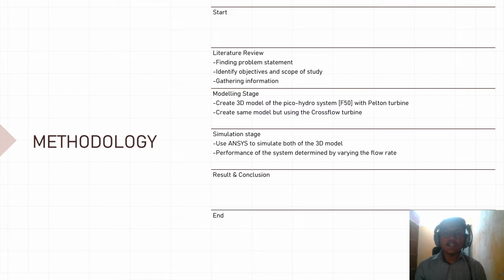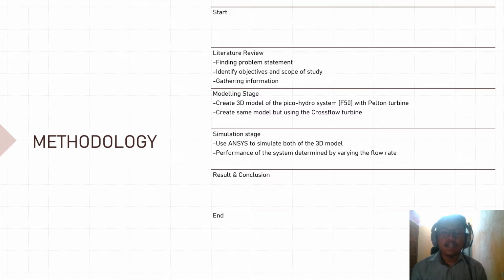Next, we can start the modeling stage, which is creating the 3D model of the Pico-Hydro system. In this stage, we create two 3D models, which are the Pico-Hydro system that uses the Pelton turbine and the cross flow turbine.